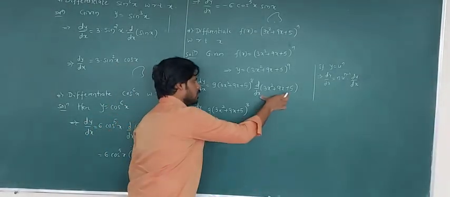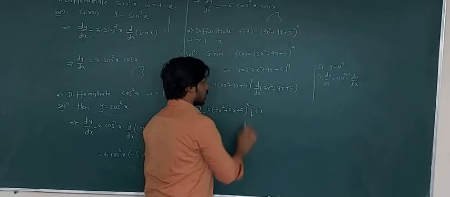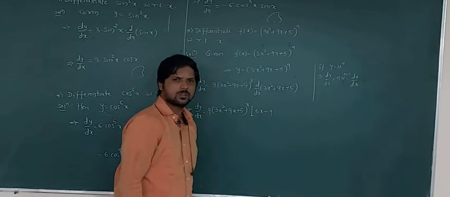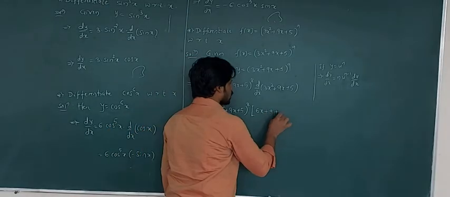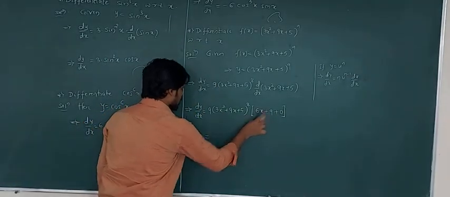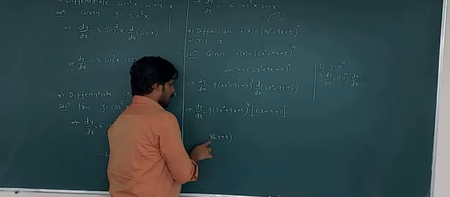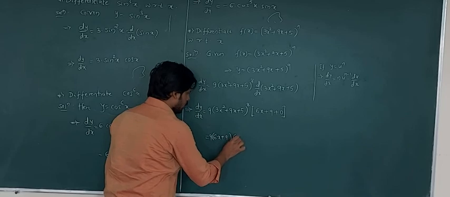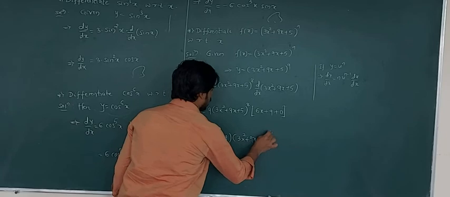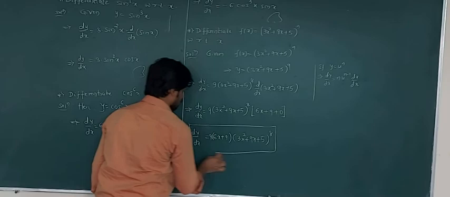Now differentiate this function. We get 3x square differentiation is 6x, plus 9x differentiation is 9, because the differentiation of x is 1, so 9 into 1 is 9, plus the constant, so therefore 0. The result is 6x plus 9. So dy by dx is equal to 9 into 6x plus 9 into 3x square plus 9x plus 5 whole to the power 8. This is our required solution.